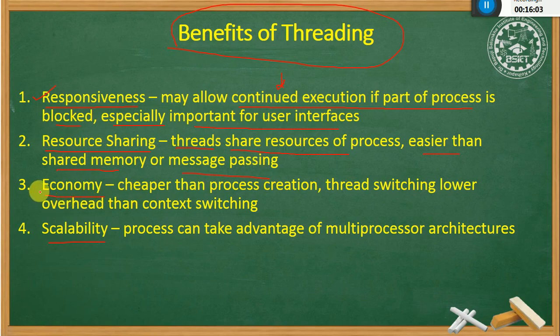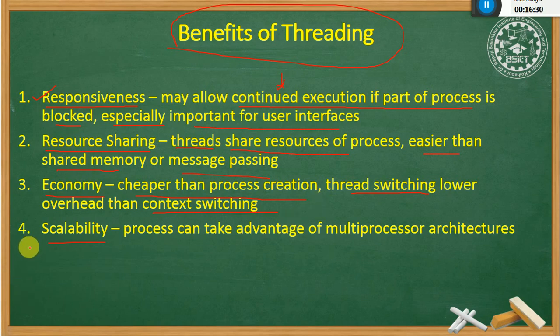Third advantage of threading is economy. The implementation of the threading concept is much cheaper than a process and process-related activity. To manage a thread or to switch from one thread to another thread is very easy as compared to context switching of a process. So it is economically very cheap compared to process management.